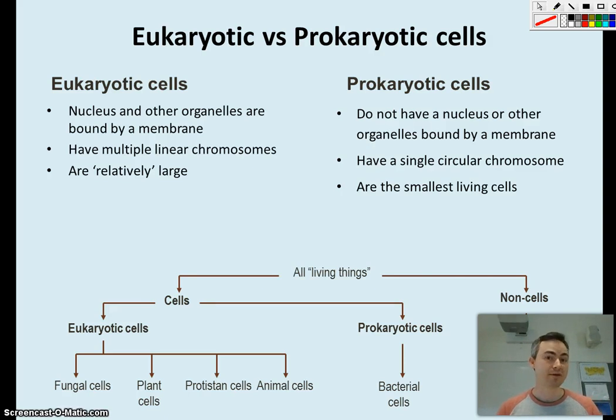They have organelles because they've got ribosomes, but ribosomes aren't membrane-bound. So they don't have chloroplasts or mitochondria or Golgi or endoplasmic reticulum or anything like that because they don't have any membrane-bound organelles. They've also only got a single circular chromosome where we find their DNA, and they're small. They're very, very small, the smallest living things, significantly smaller than eukaryotes.